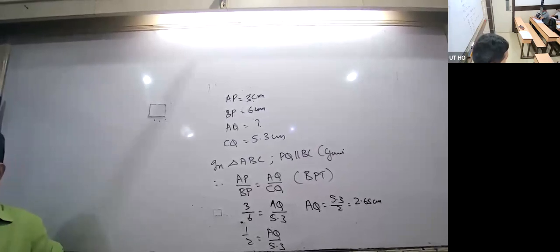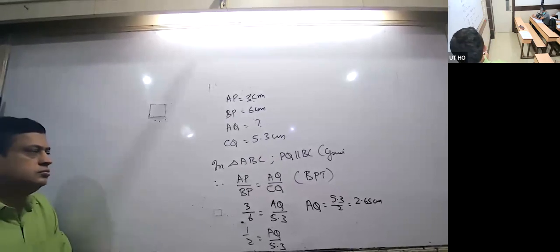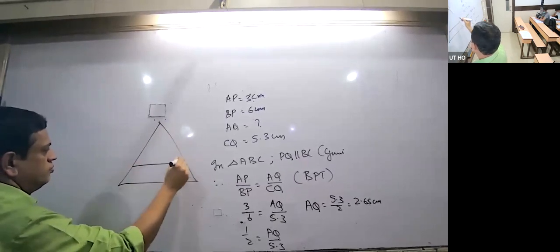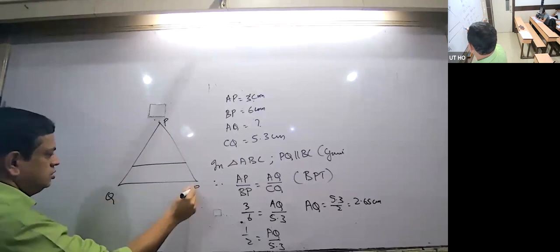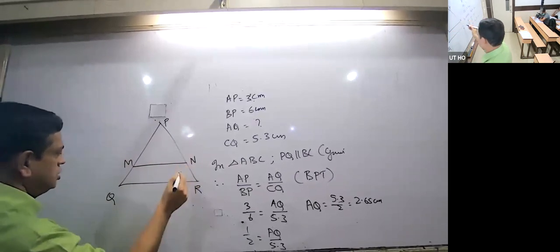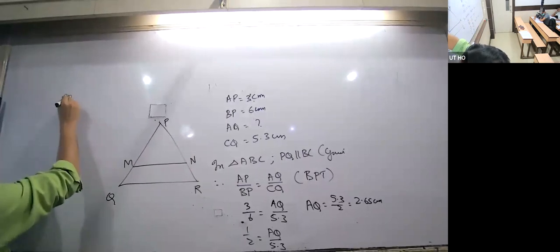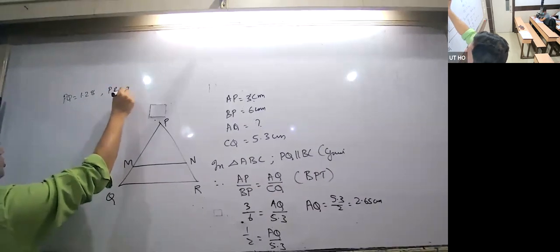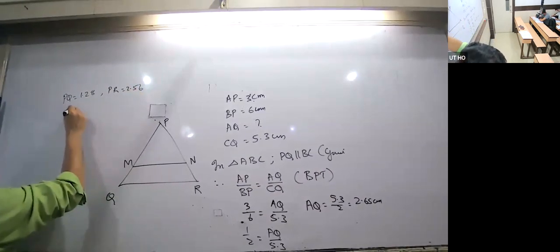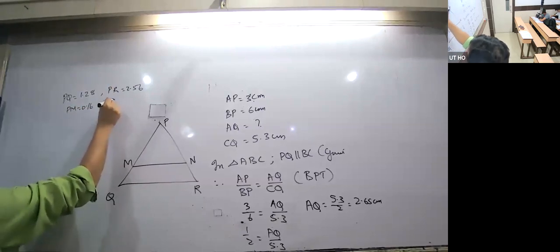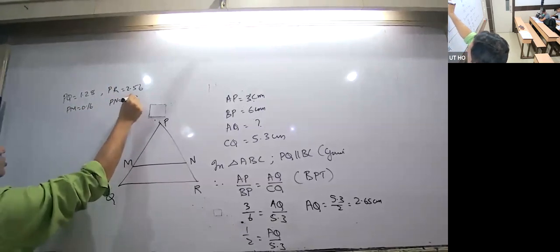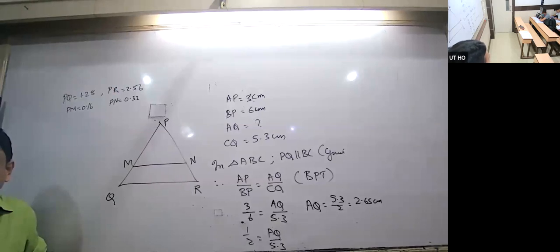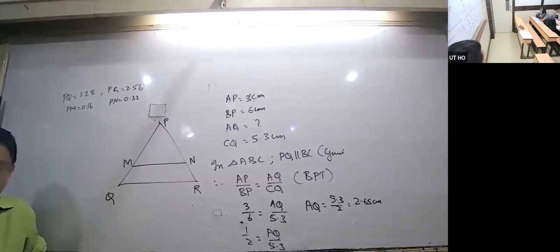M and N are points on the sides PQ and PR respectively of a triangle PQR. In the following case, verify whether MN is parallel to QR. What values are given? PQ is equal to 1.28, PR is equal to 2.56, PM is 0.16, PN is equal to 0.32. What do we have to find out? Verify whether MN is parallel to QR. How to verify? What do you have to prove equal?